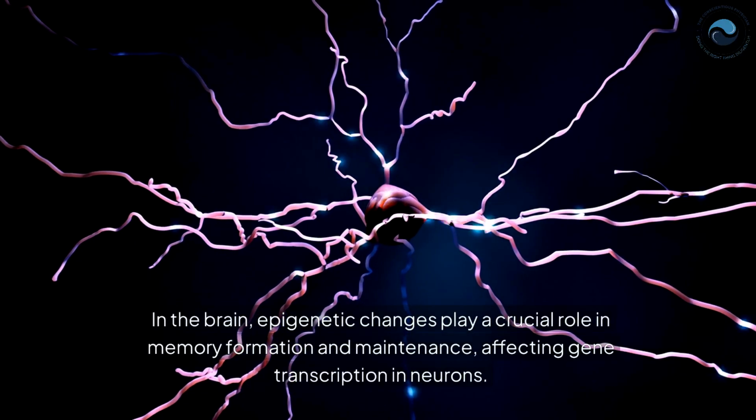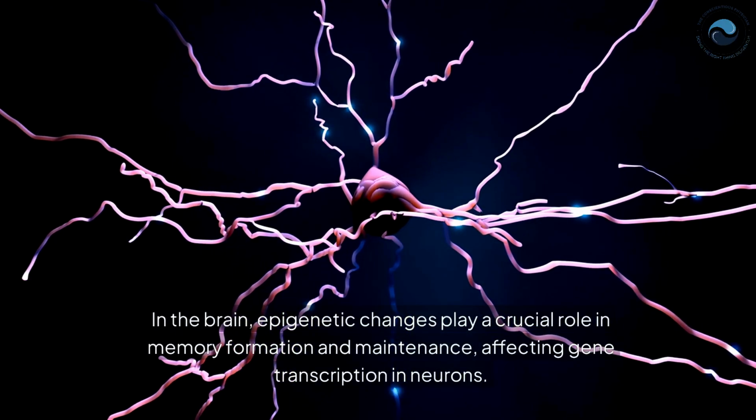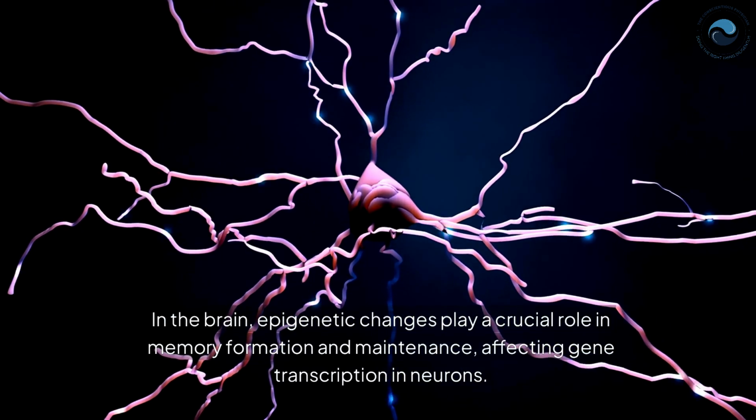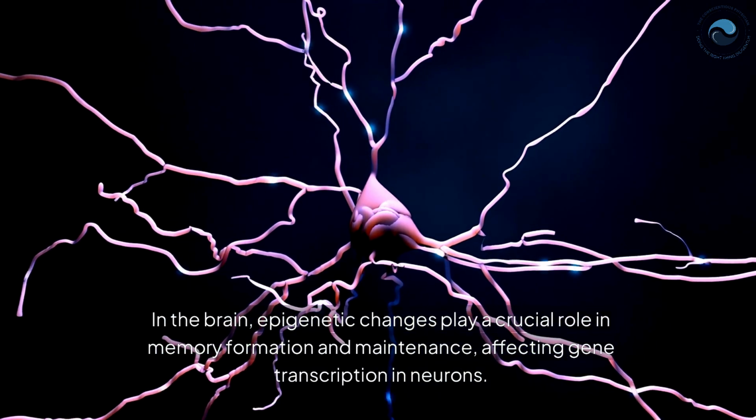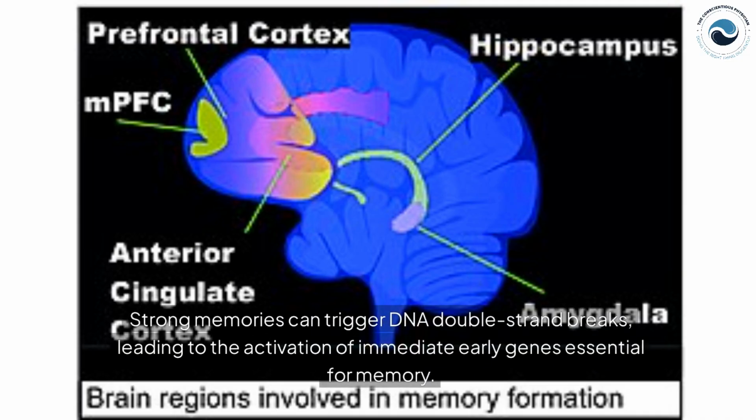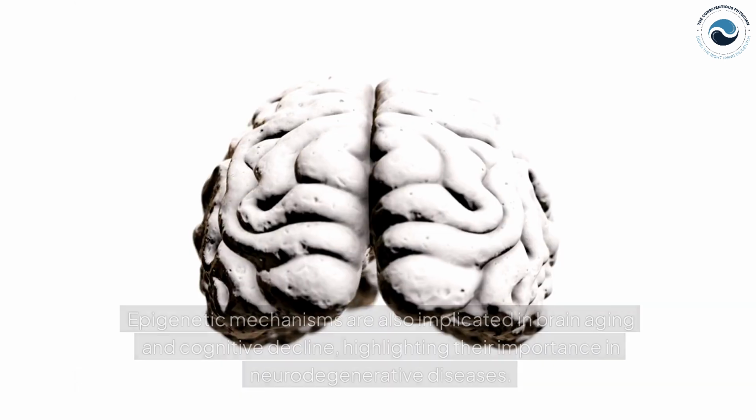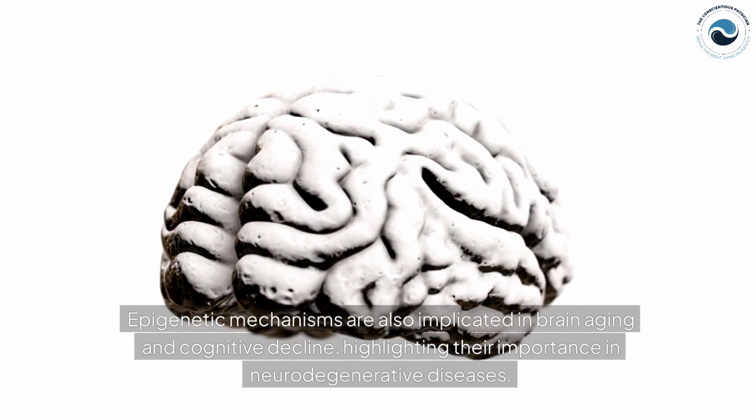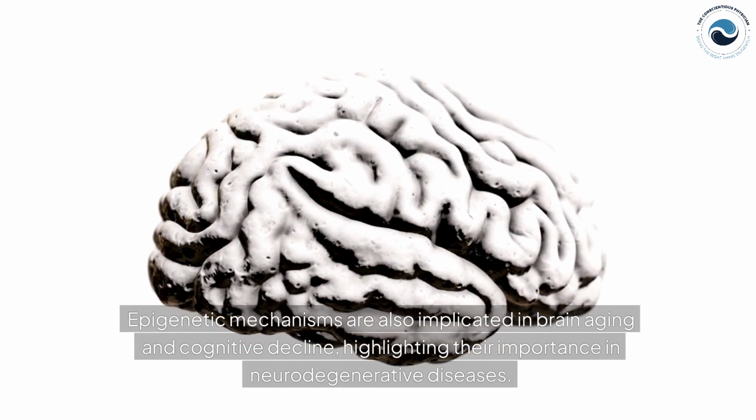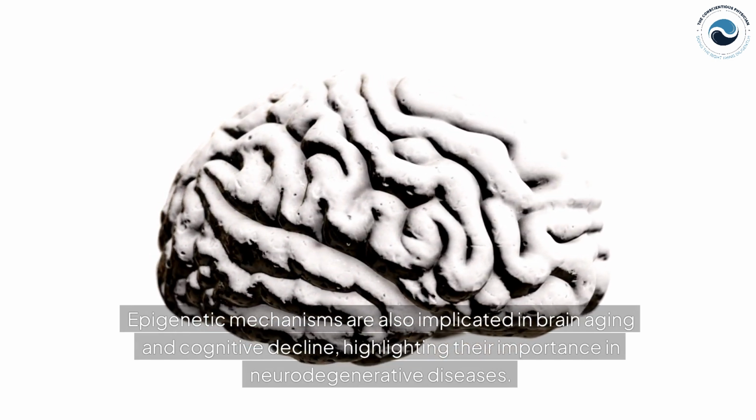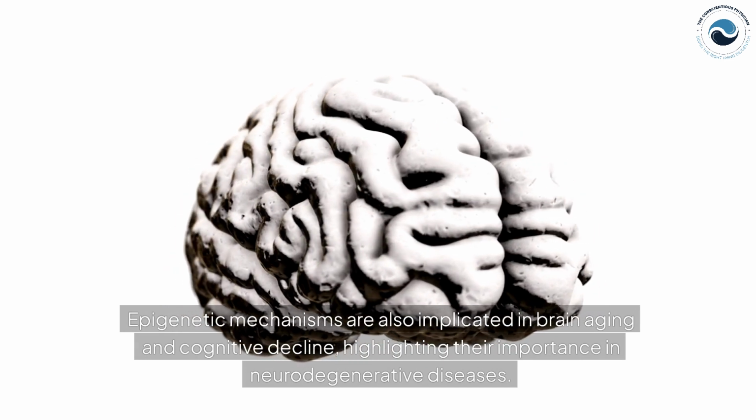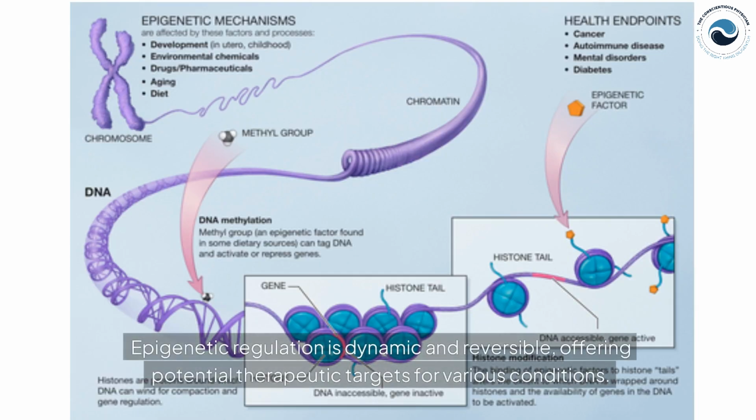In the brain, epigenetic changes play a crucial role in memory formation and maintenance, affecting gene transcription in neurons. Strong memories can trigger DNA double-strand breaks, leading to the activation of immediate early genes essential for memory. Epigenetic mechanisms are also implicated in brain aging and cognitive decline, highlighting their importance in neurodegenerative diseases. Epigenetic regulation is dynamic and reversible, offering potential therapeutic targets for various conditions.